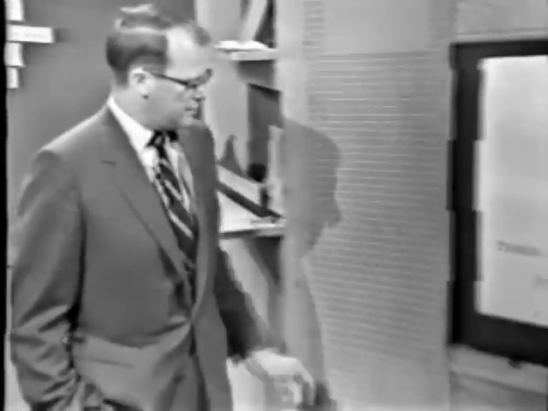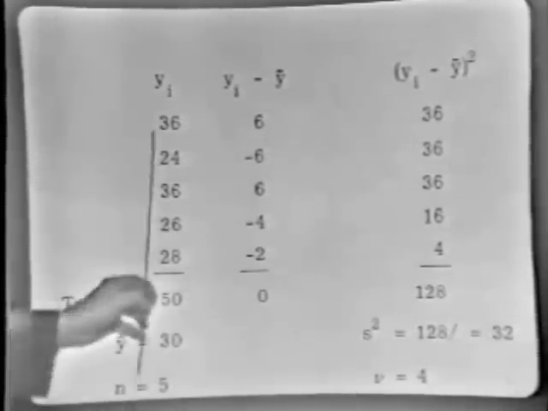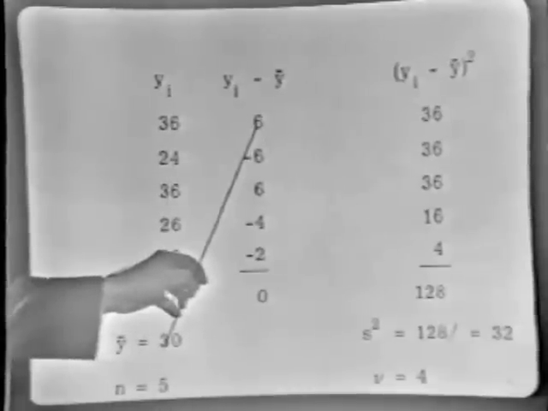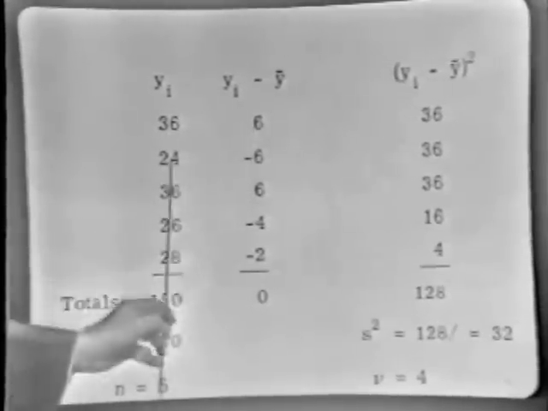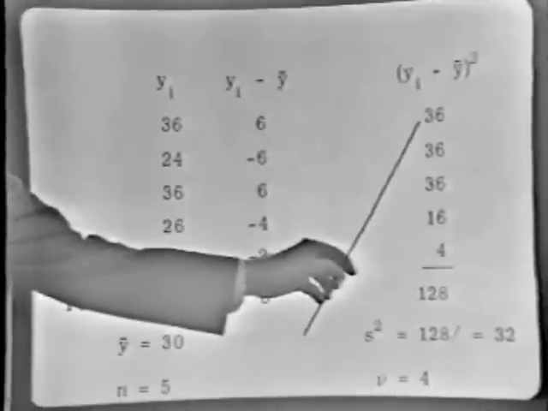And over here, there are the observations. They total 150 with an average of 30. Now from each observation I've subtracted 30. You see, 36 minus 30 is 6, and so on down the line. These deviations have summed to 0, as you recall they must. Then we've squared the deviations, 36, 36, and so on. The total is 128, and now you see me in the process of getting the estimate of the variance.